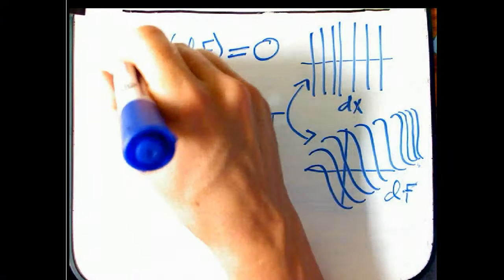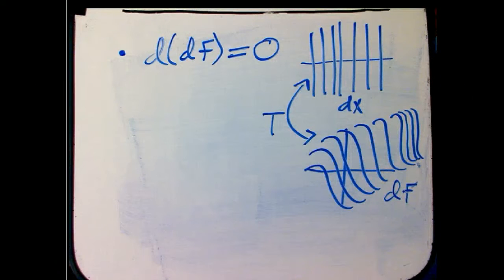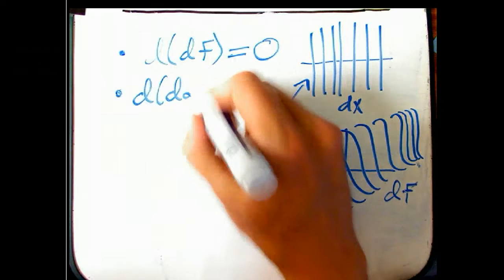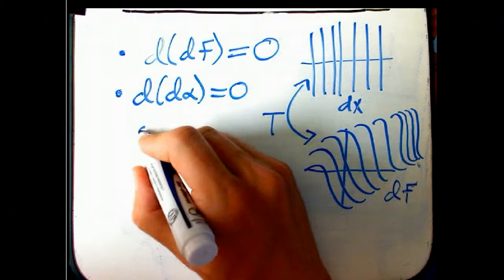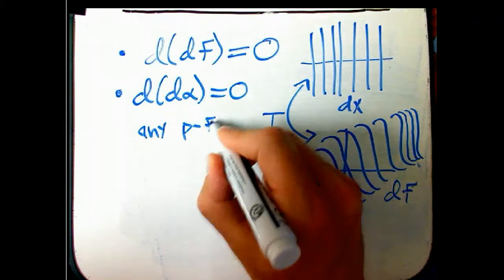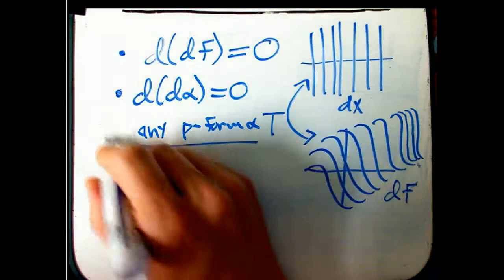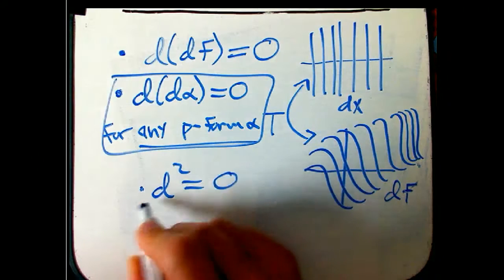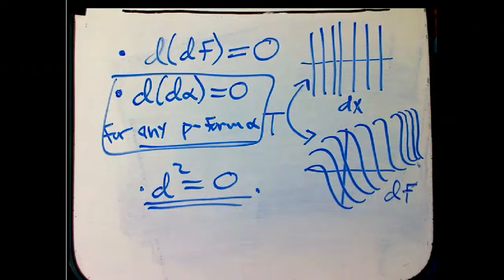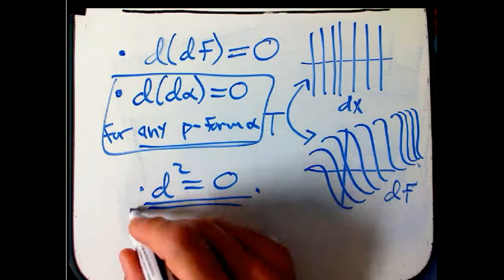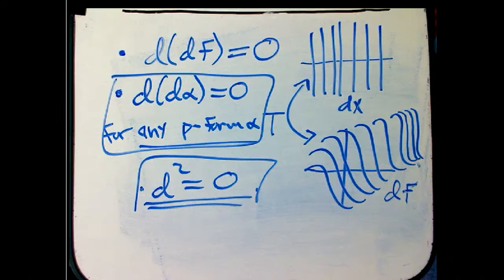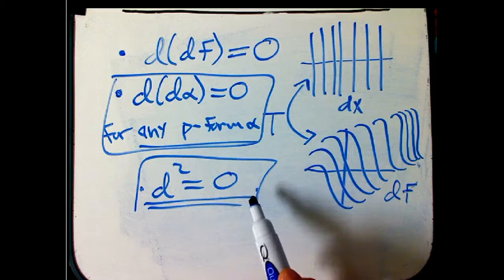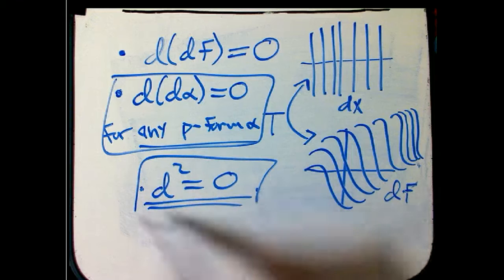Okay, and that's the first explanation I'm going to give for a very, very profound thing. And in fact, it turns out that d of d alpha is 0 for any p-form alpha. Or to summarize, d squared equals 0. And that's the neatest, coolest property of d, and it has wonderful geometric and topological significance. It's a hugely important thing.